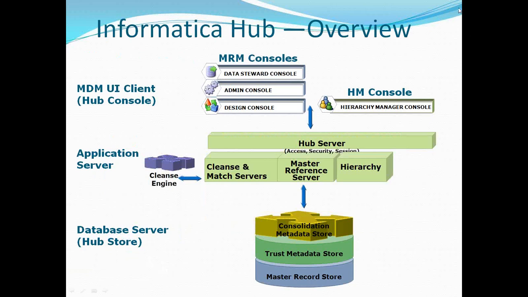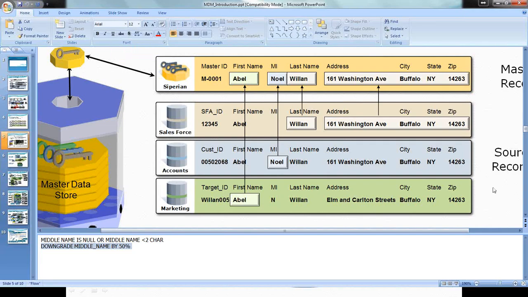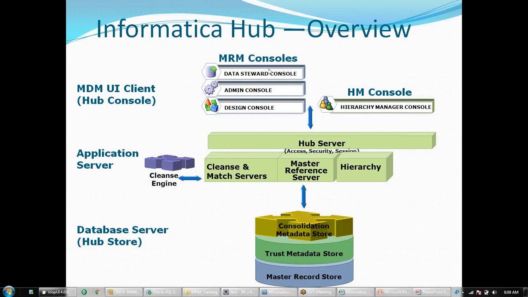So next is the architecture of the MDM. The architecture is a 3-tier architecture. On the top we have the UI client, which we call the hub console, then we have the application server in the middle, and then we have the database server.